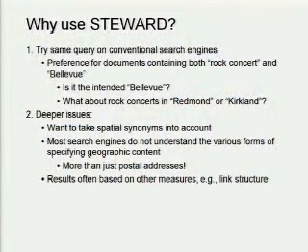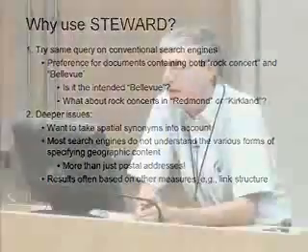So why do we want to use it? Well, try it on a conventional search engine. What we want is a preference for documents containing both Rock Concert and Bellevue. Now, the question is, is it the intended Bellevue? What about rock concerts in Redmond or Kirkland? You'd like to get them as well. So the deeper issue is you want to take spatial synonyms into account.